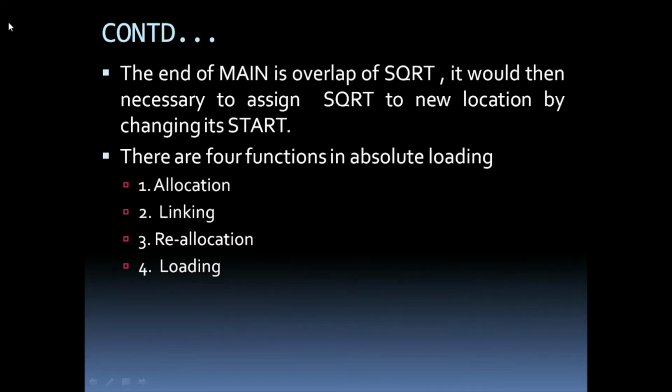Further, if the end of the main overlaps the SQRT, where the main program ends is nothing but an overlap of the SQRT. It would then be necessary to assign the SQRT to a new location by changing its starting position. Now here there are four functions of absolute loading: allocation, linking, reallocation and loading. I need not elaborate these four functions again because we have already discussed them in our previous part.